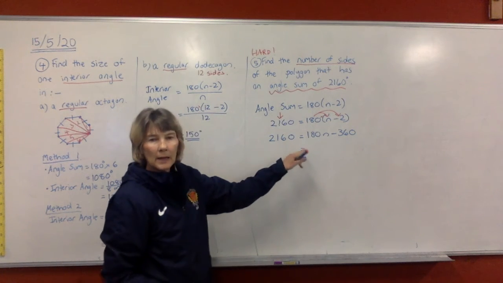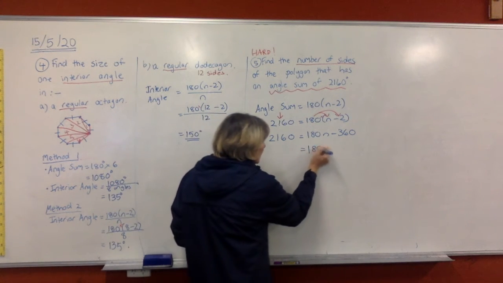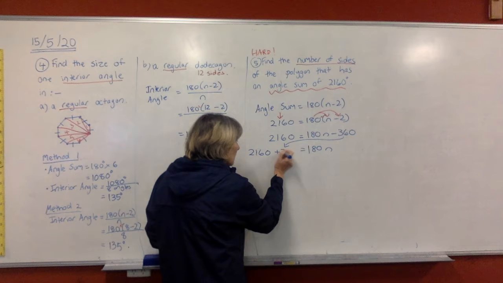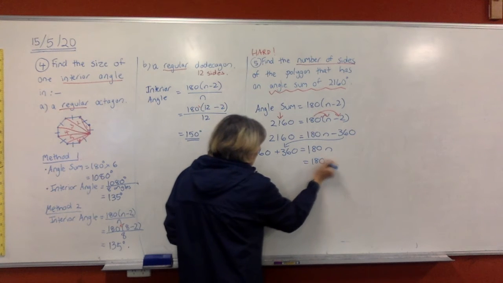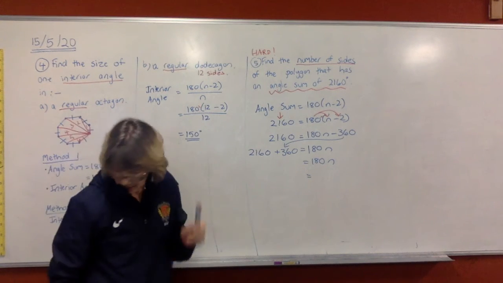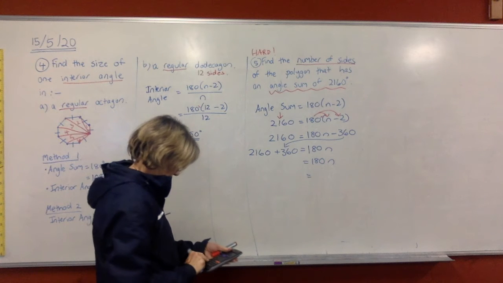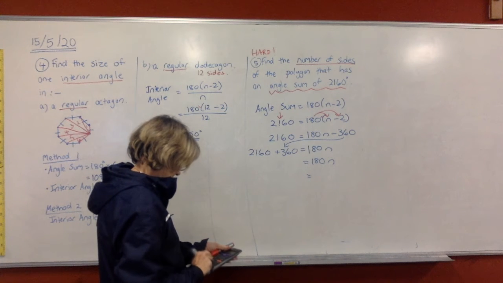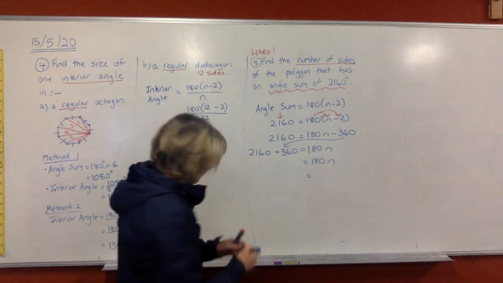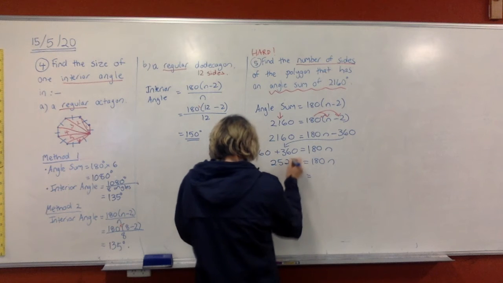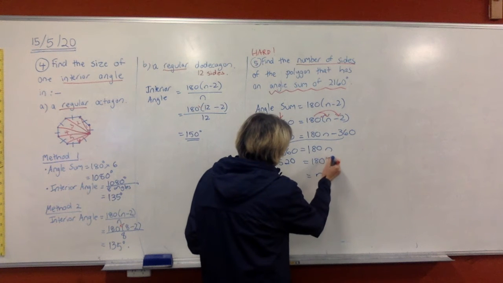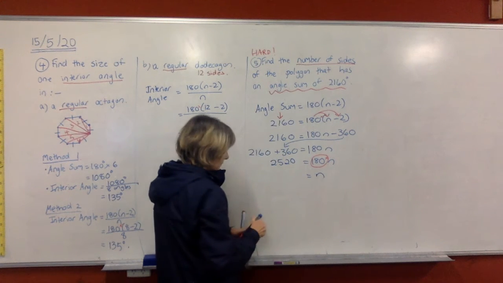So we're gradually going to get the n by itself. So I want to keep 180 n here. I'm going to move this over so that the minus 360 can come over and be a plus. Now I'm going to get my calculator to work out what that equals. So we're going to do 2160 plus 360, and get 2520. Then we're going to get rid of our 180. So at the moment we're timesing by it. Bring it over to the other side and you're going to divide by it.